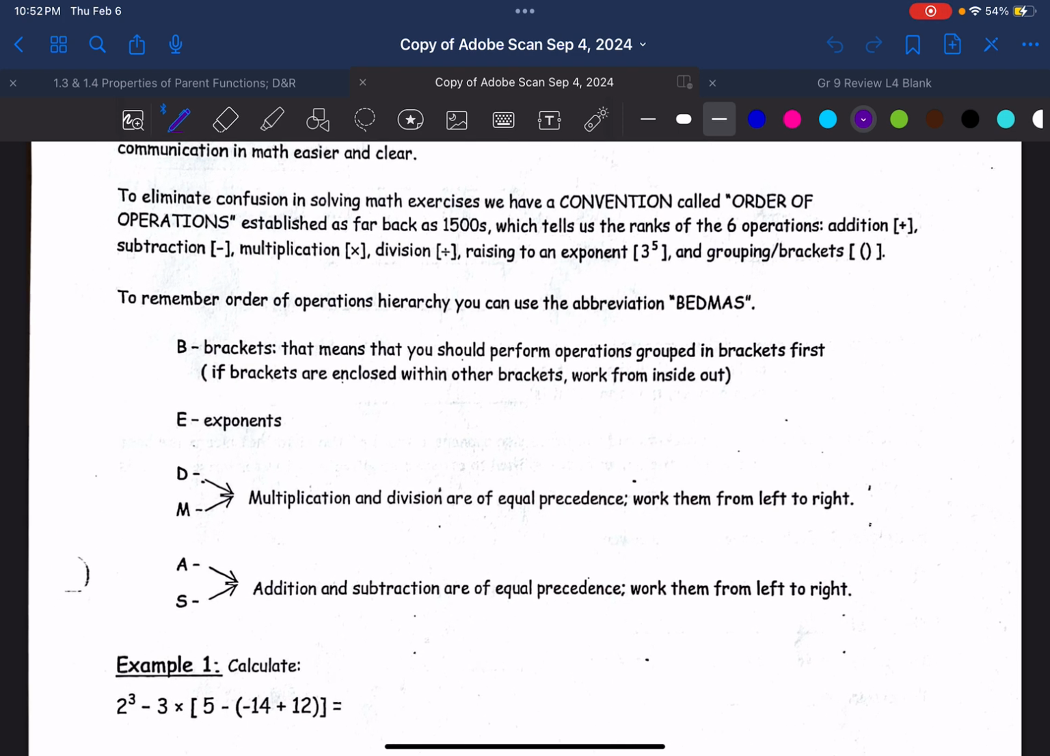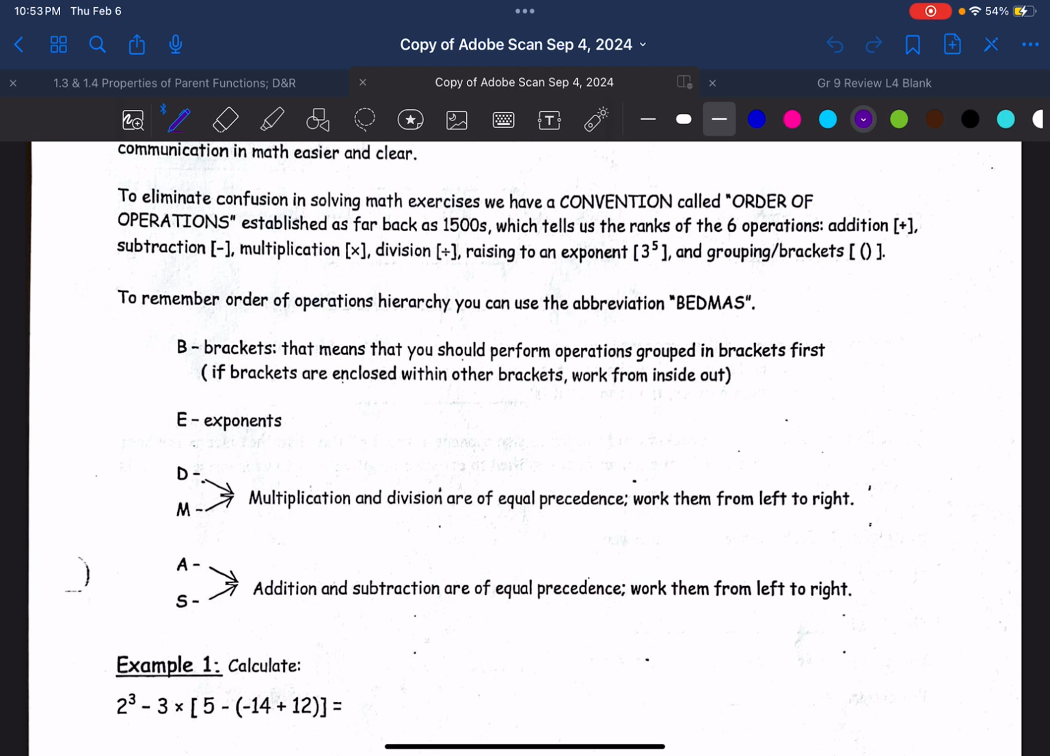If you need a reminder of what BEDMAS stands for, the B stands for brackets. That is the first thing that you have to tackle if it's in your expression, and you work from the inside out. E stands for exponents, which is the little power at the top of a number. And then D and M stand for division and multiplication.